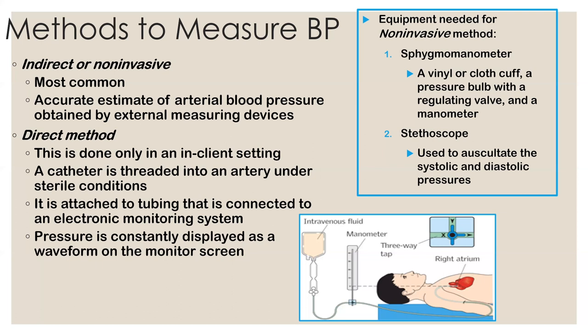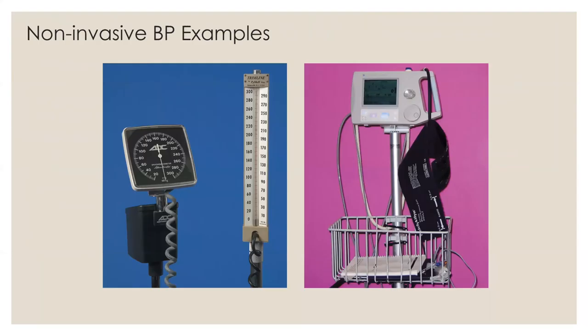And then you have a direct method. This is done in an inpatient setting only. Typically a catheter is threaded into an artery under sterile conditions, and it's attached to tubing that's connected to an electronic monitoring system. Pressure is then constantly displayed as a waveform on the monitor screen. So again, we're talking an ICU setting or some kind of intensive setting like that, and this is not typical.